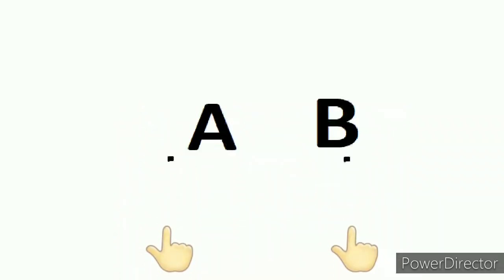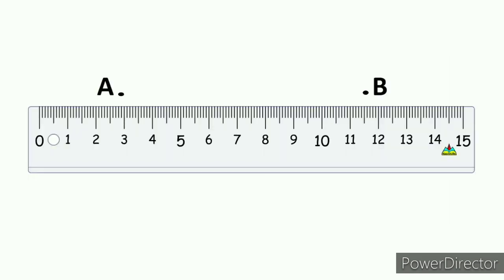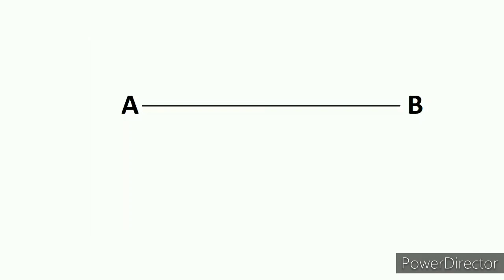Now let's understand line segment. Let us mark 2 points A and B on a paper. We put a ruler in such a way that one of its straight edges touches both the points on the screen. We hold the ruler firmly and move the pencil from A to B along the edge of the ruler. We get a figure as shown on the screen. This is called a line segment AB.